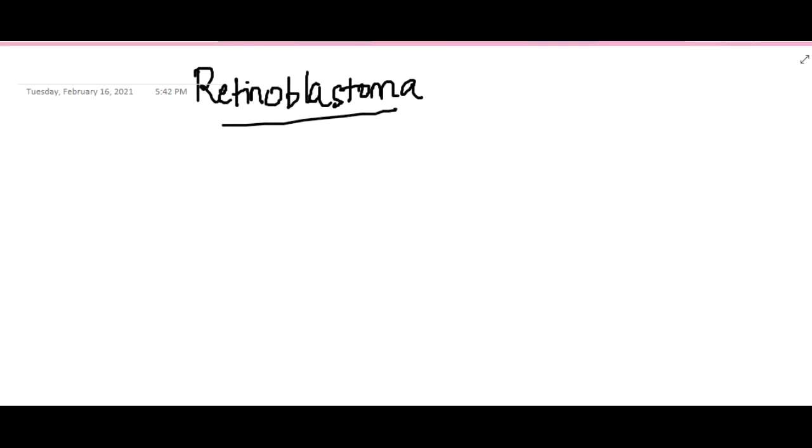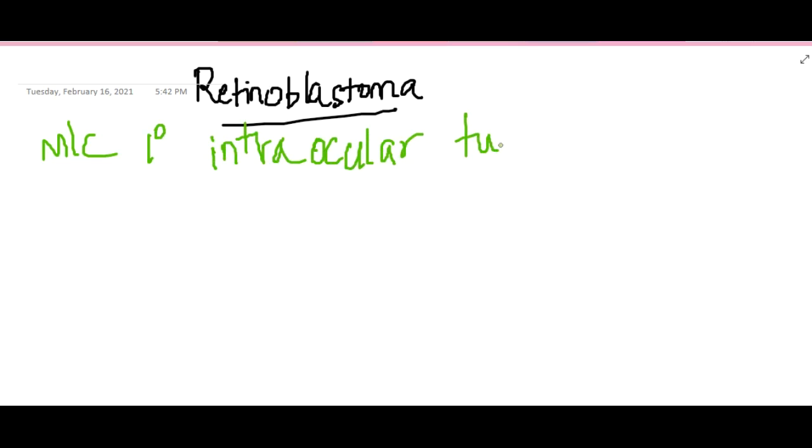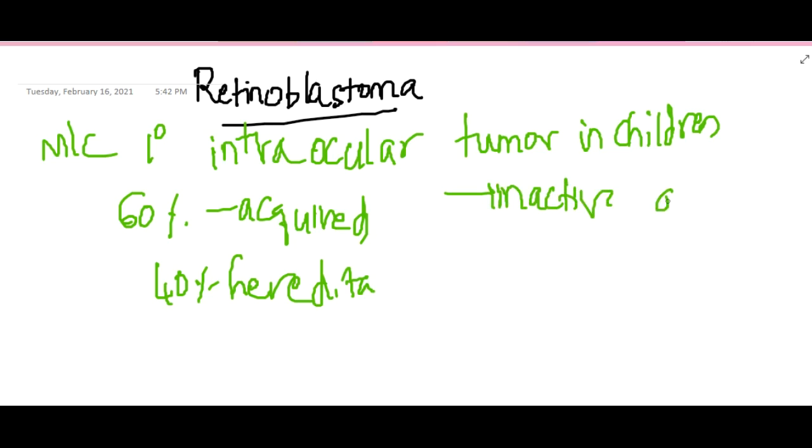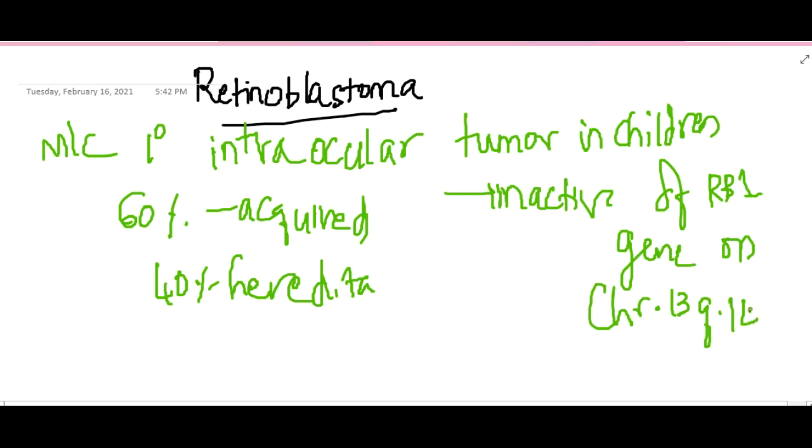Retinoblastoma is the most common primary intraocular tumor in children. Around 60% of retinoblastoma are acquired, whereas around 40% are hereditary, and this retinoblastoma is caused by the inactivation of the RB1 gene on chromosome 13. Q14 is responsible for this retinoblastoma.